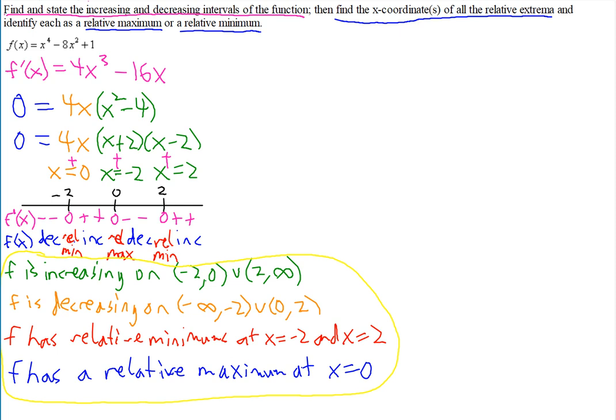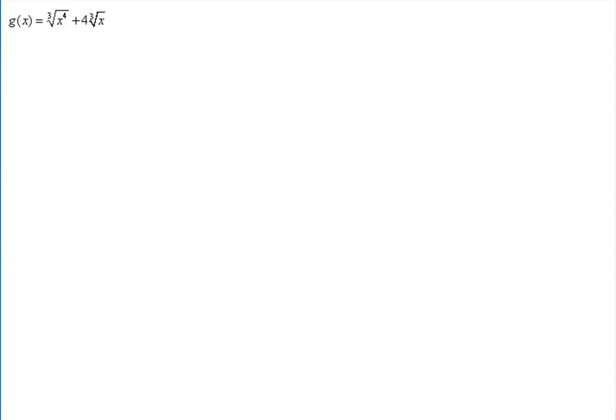All right, let's take a look at the next one here. So the next one's a little more complicated, so let's first rewrite this one with fractional exponents. It's in radical form. So instead of the cube root of x to the 4th, that's x to the 4/3. And then plus 4, instead of the cube root of x, x to the 1/3.